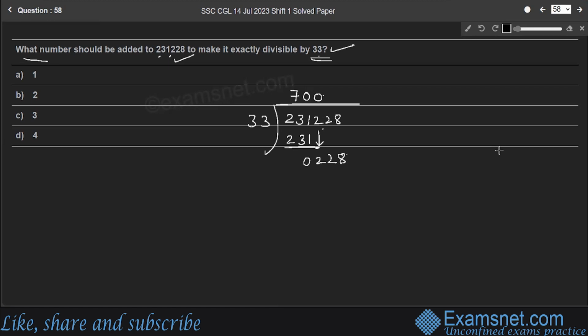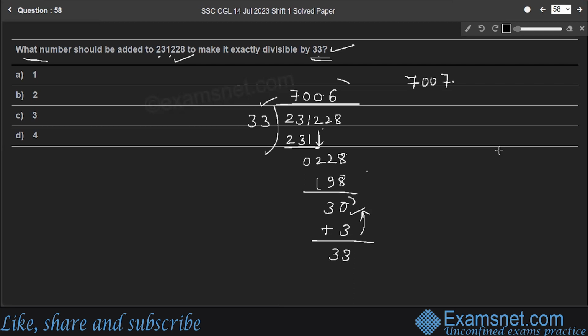We'll take 8. So we'll try 6. So 18, so 198. Here 30 is the remainder, right? So 33 is greater than 30. Therefore, if the number should be divisible by 33, we need to add 3 so that the remainder becomes 33, right? So it is easily divisible. Therefore, the quotient becomes 7007 if 3 more is added, right?